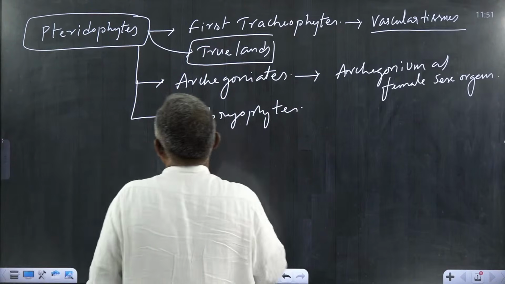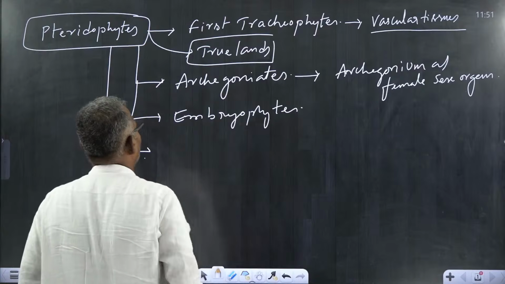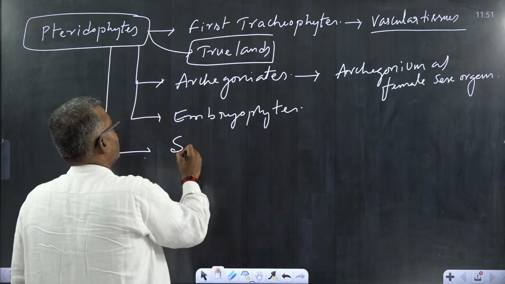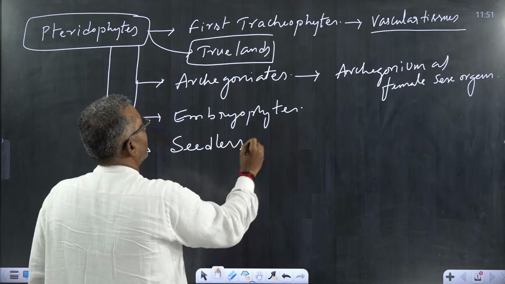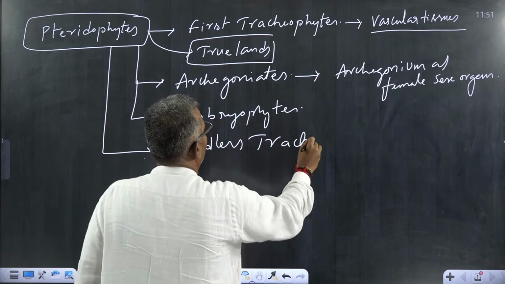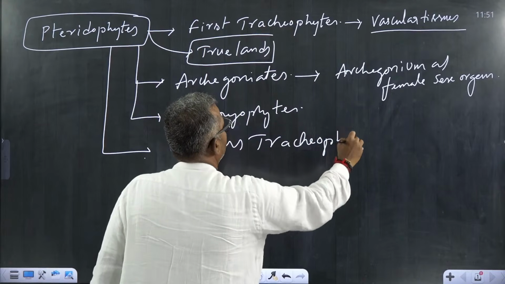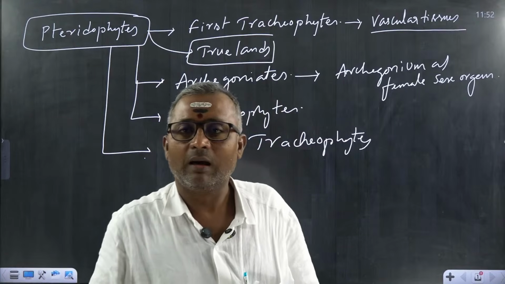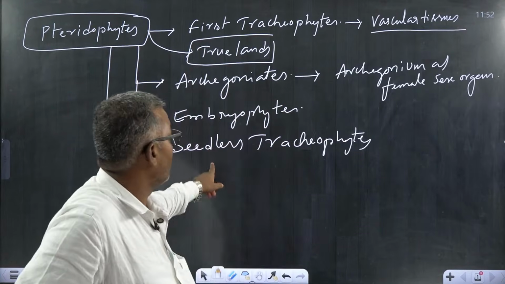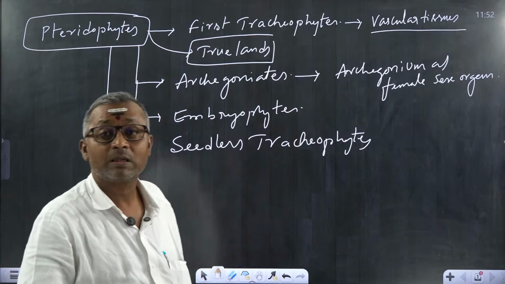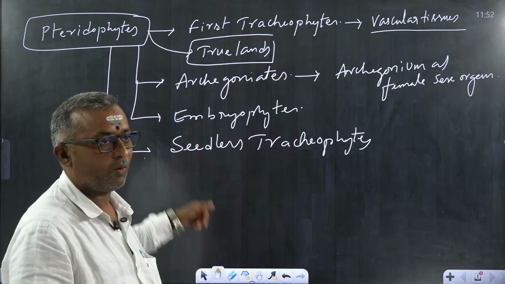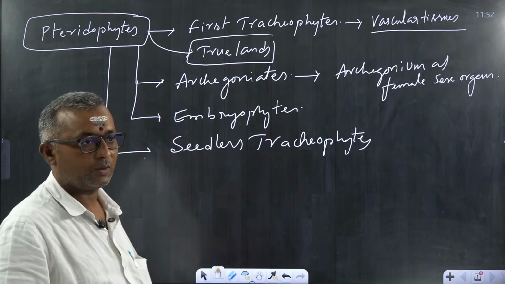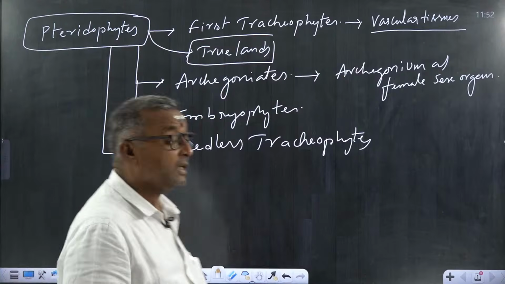And one more important thing, you can call them seedless tracheophytes. Seedless tracheophytes, that is, they have vascular tissues but they do not produce seeds. So therefore, they are seedless tracheophytes. Understood?